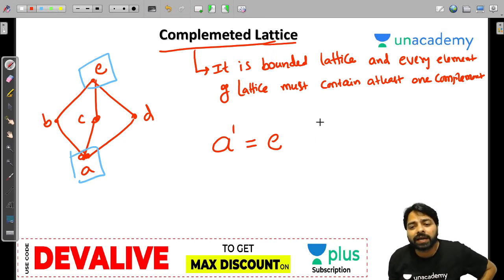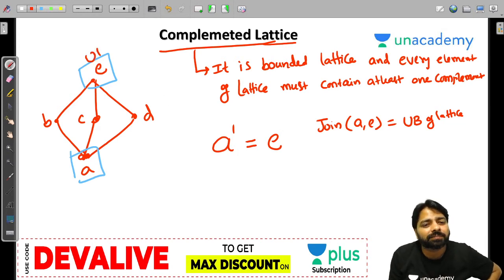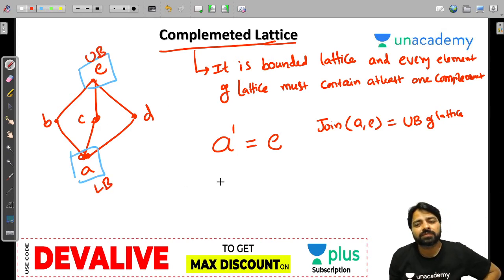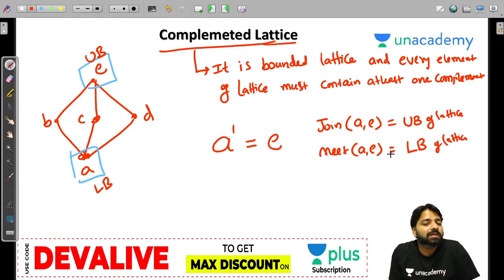Everybody, look here at the join of A comma E. Did you get a blue box? That's the upper bound. The upper bound of the lattice is fixed, nobody can change it, right? And the meet of A comma E is the lower bound or not? Yes, you have to reach them, otherwise they are not complements of each other.